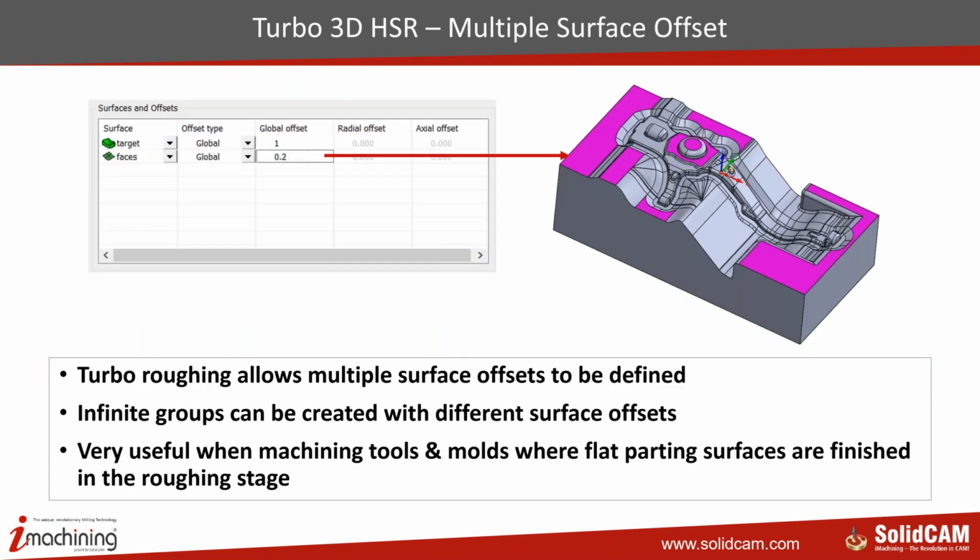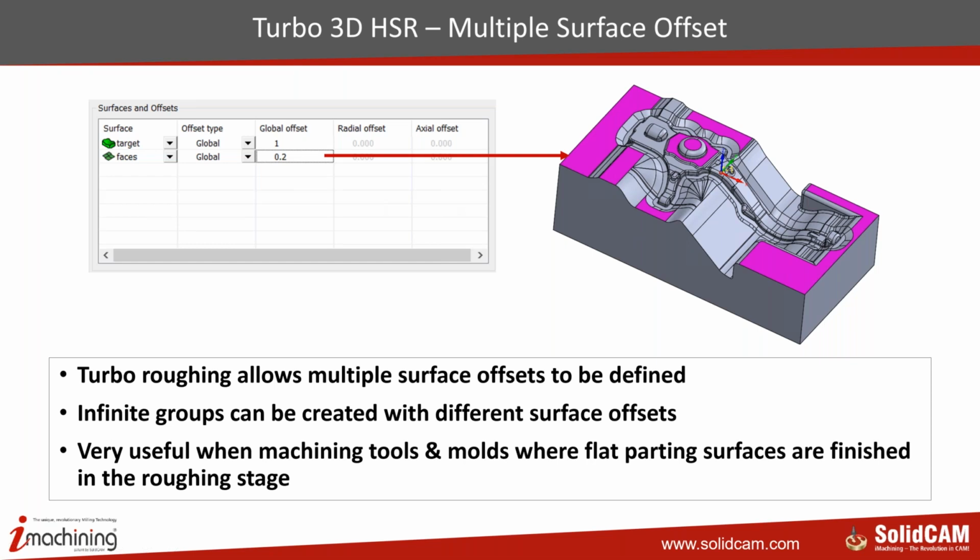So as I mentioned in the first slide, inside the Turbo 3D HSR you have the option where you can define multiple surface offsets, especially, as I told, for people who are into die mold. Now you can pick the entire target and define a global offset. Suppose for a particular set of surfaces you want to give a different offset, you can always pick those surfaces and define a different offset, either the global offset, or a radial offset and axial offset.